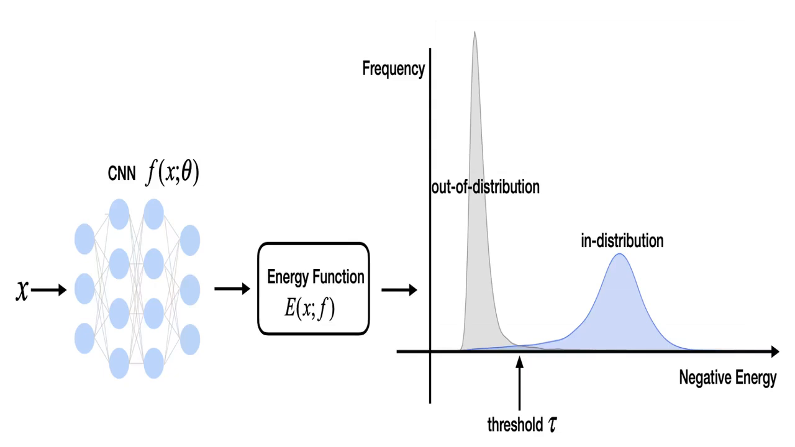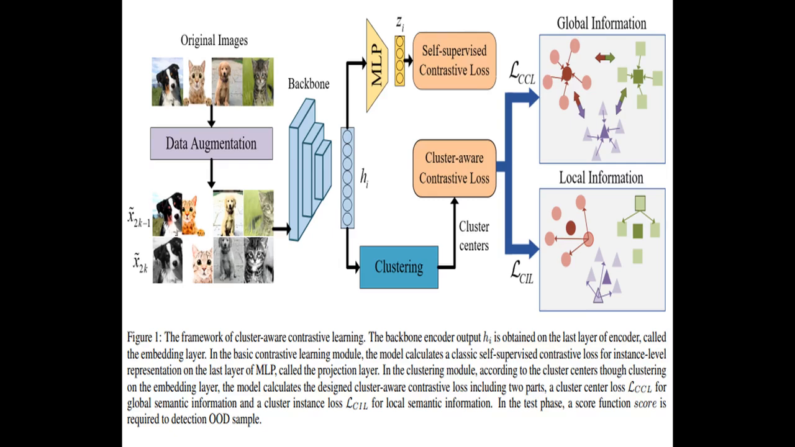Script: energy-based out-of-distribution detection using contrastive score matching in deep generative models.